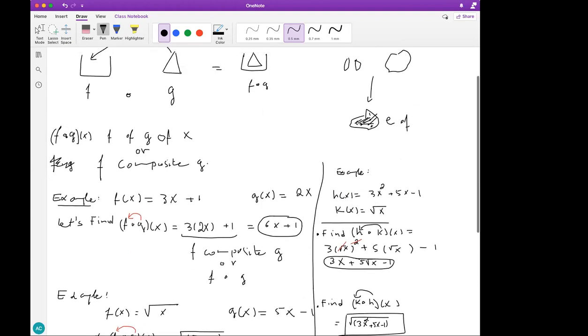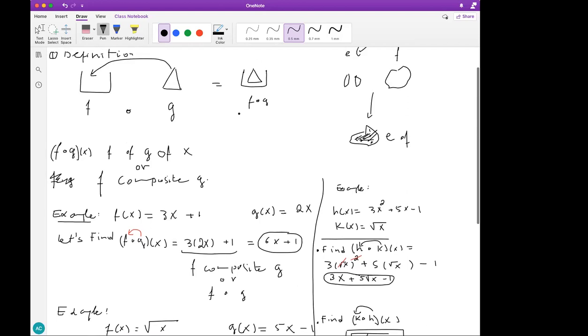F of G of X just means we take these two and mix them, and this is the variable they both have. They both have X in them. So F of G of X. If you don't like that notation, just call it a new function. So when you mix two, the result is a new function.